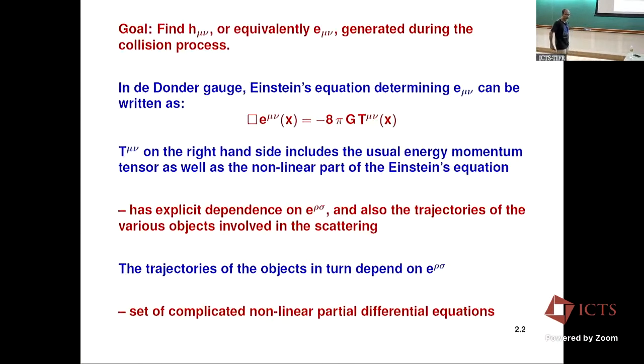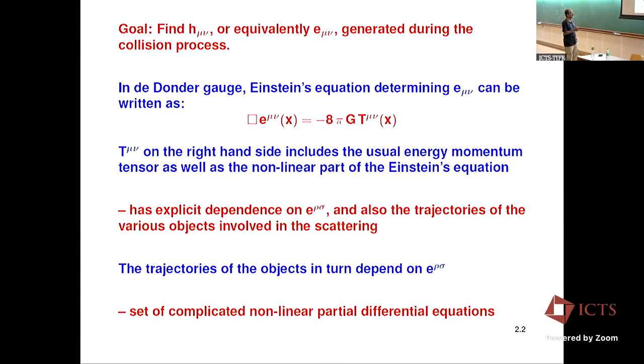Okay. So some part of this I discussed yesterday, but probably went through it in somewhat of a hurry. So let me repeat again. What is the procedure that we are going to follow? The goal is to find the gravitational waveform, or equivalently the trace reversed version of the gravitational waveform, which is called E mu nu, that is generated during the collision process.